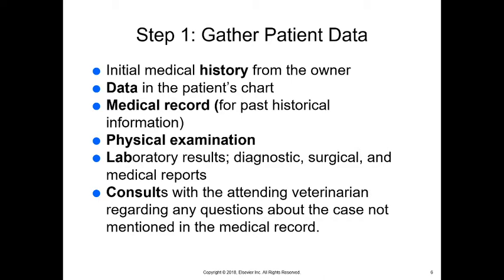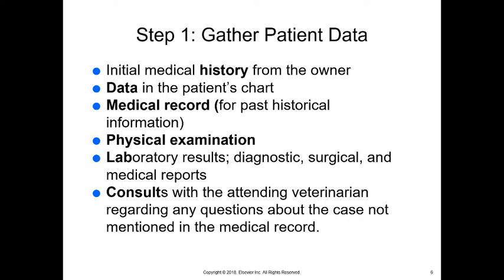So step one, we're going to start with a medical history from the owner. We've talked about this before. This was in Intro to Vet Tech 1. How do you get a history? You want to start by asking open-ended questions. You're going to put the data in the patient chart. Remember, if it's not in the medical record, it hasn't happened. So we want to make sure that whatever data you're gathering now goes in the patient chart, and that you look back for historical information so that you understand what's gone on with this patient in the past.